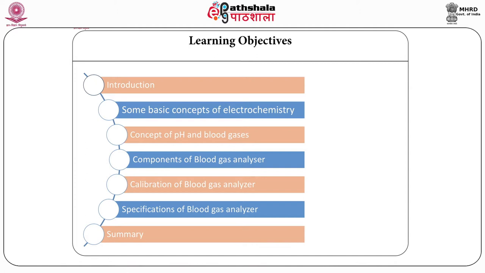So the objectives of the module are the introduction, some basic concepts of electrochemistry, concept of pH and blood gases, components of a blood gas analyzer, which are the reference electrode, the pH electrode, PO2 electrode, PCO2 electrode, and the ion sensitive electrode. Next, we will be discussing the calibration of the blood gas analyzer, and later on we will go into the specifications of blood gas analyzer, and finally we will come down to the summary.